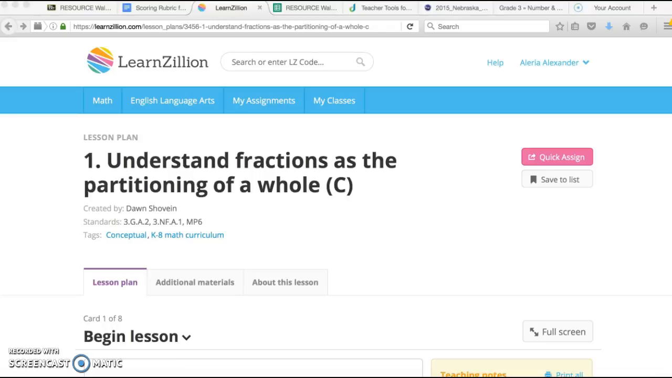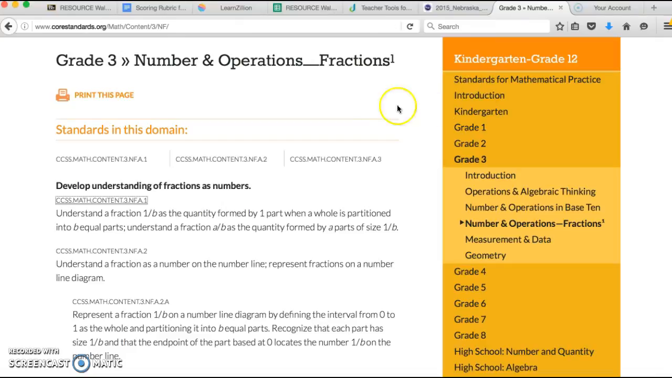The activity that I found was on LearnZillion.com, and it gives the objective up here. It says understand fractions as the partitioning of a whole. So right away when I read that and read through it a little bit, I went to the Common Core standards for third grade, and right away this first one right here fits the activity. It says understand a fraction 1 over b as the quantity formed by one part when a whole is partitioned into b equal parts. Understand a fraction a over b as the quantity formed by a parts of size 1 over b.